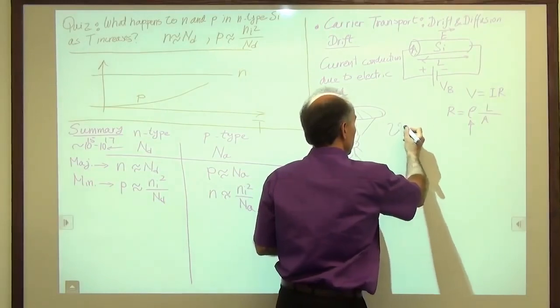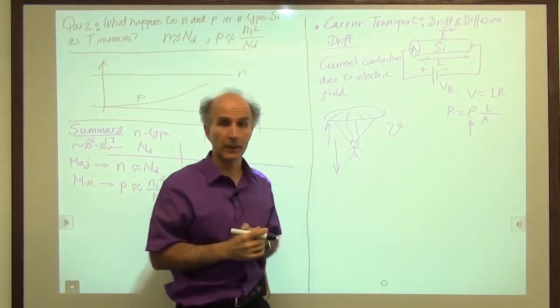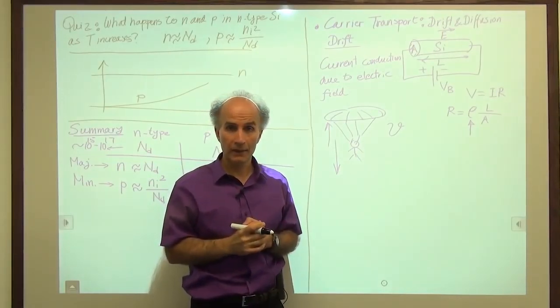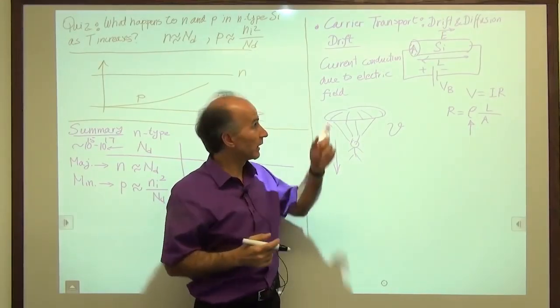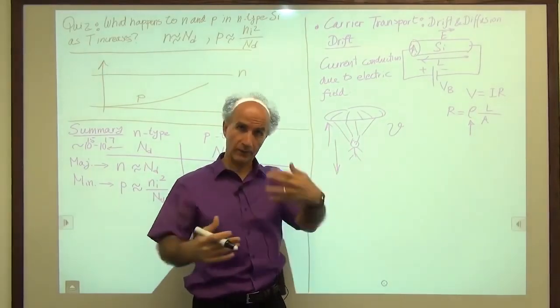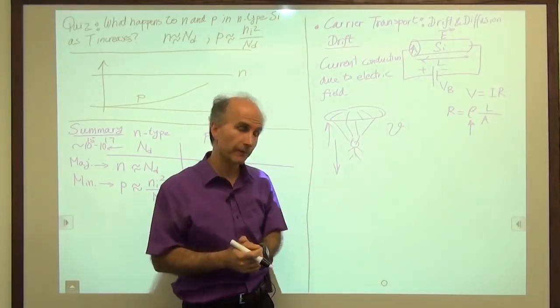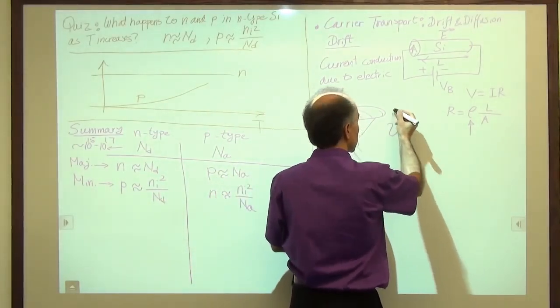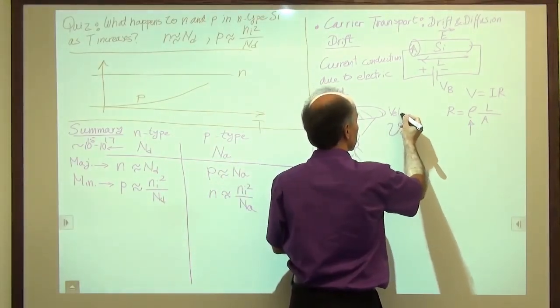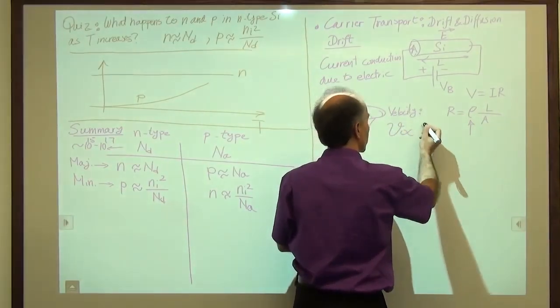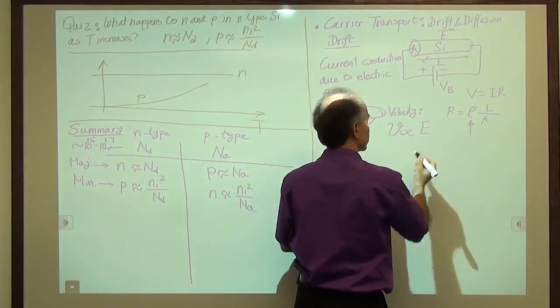There's a velocity for the electrons as they propagate. And intuitively, we would expect that this velocity should be proportional to the electric field, right? The higher the field, the higher the voltage, the faster the electrons should move. So then this should be proportional. This is the velocity of electrons in a semiconductor, should be proportional to the electric field.